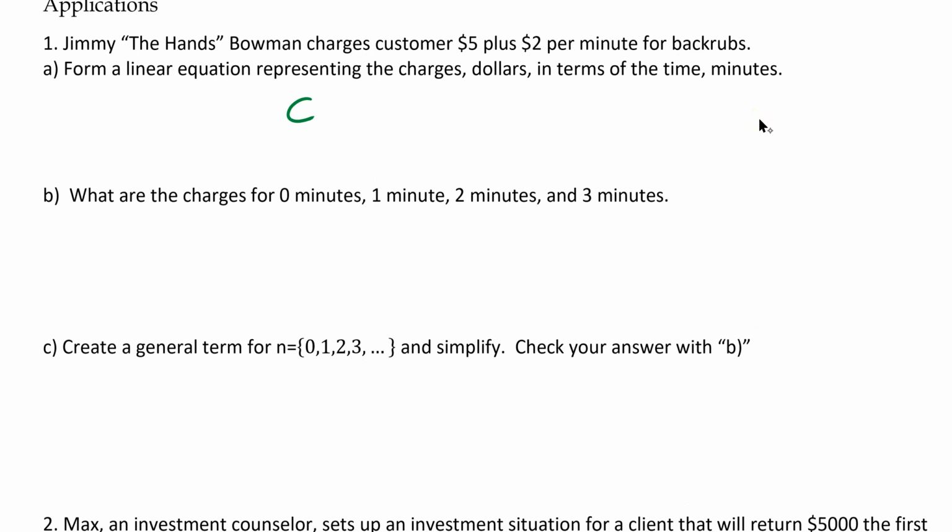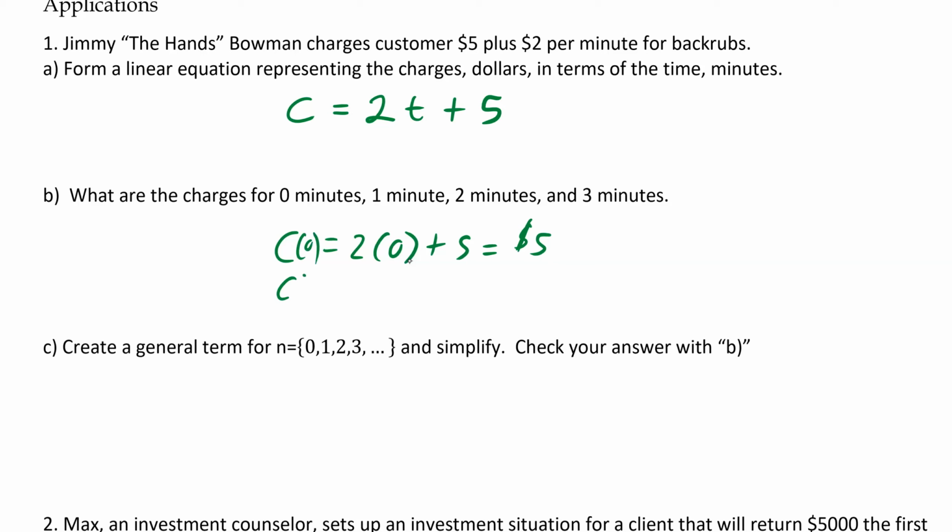So we know his costs are $2 per minute, right? And we can use X or T, we'll do T in this case, per minute, plus an initial cost of $5. So that is our linear equation. And so now if we were to plug in 0 minutes, we would get $5. And if we plug in 1 minute, you would get $7. And if we plug in 2 minutes, you can see that they are increasing by $2 every single minute, just like the slope says.